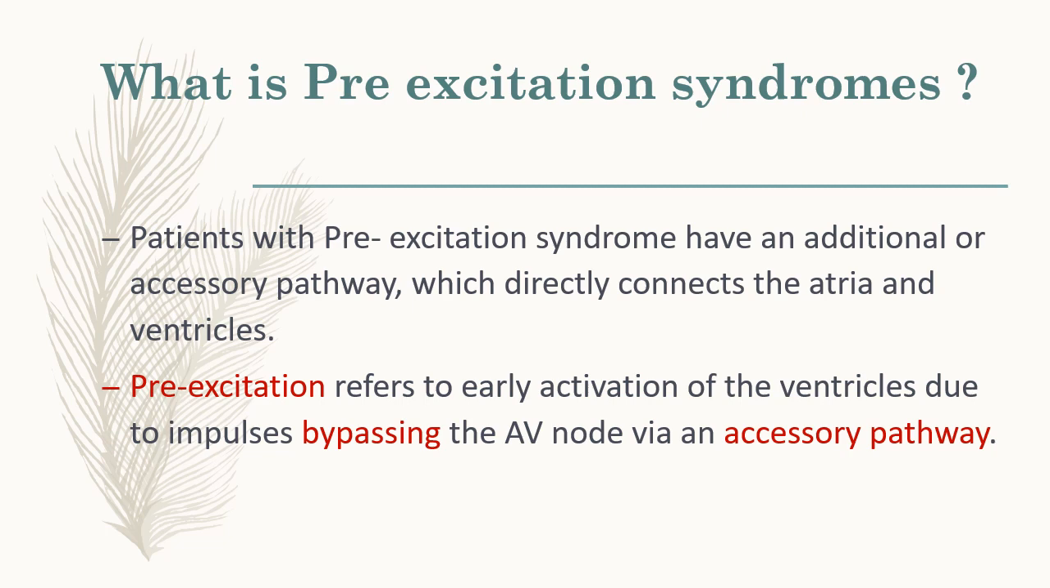What is pre-excitation syndrome? Let us first consider the meaning of pre-excitation. Pre-excitation is a term used to describe conduction in which ventricular activation occurs earlier than would be expected from activation via the normal conduction pathway. Patients with pre-excitation syndrome have an additional or accessory pathway which directly connects the atria and ventricles. Pre-excitation refers to early activation of the ventricles due to the impulse bypassing the AV node via an accessory pathway.